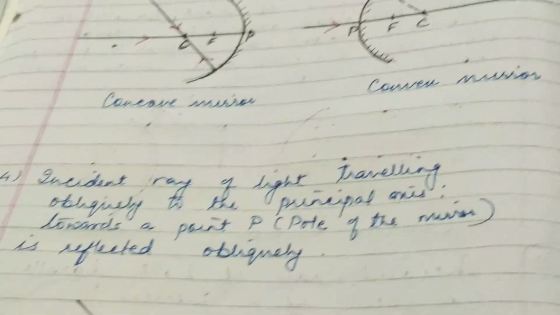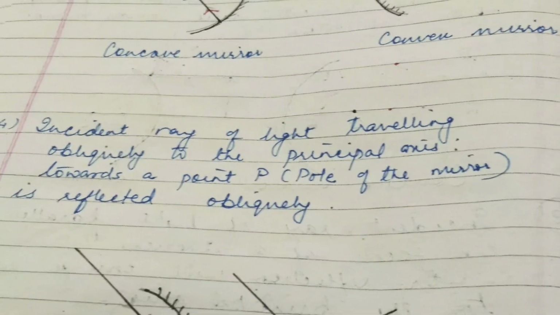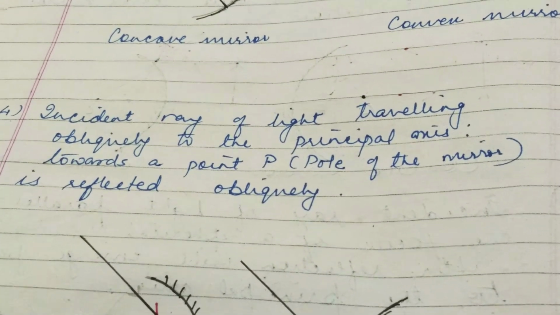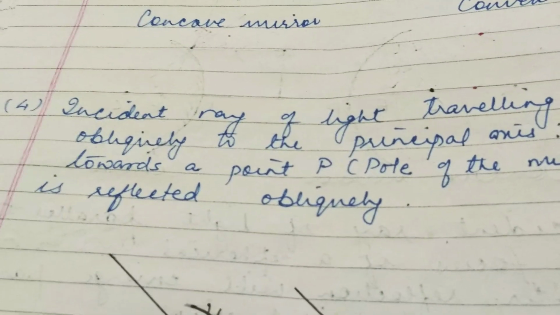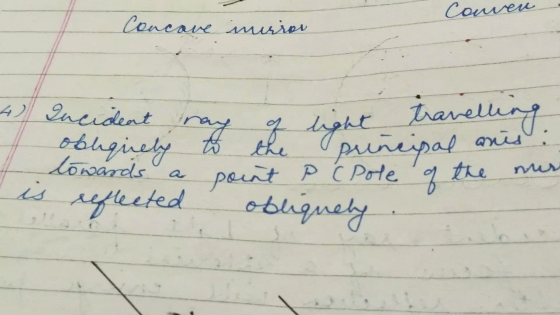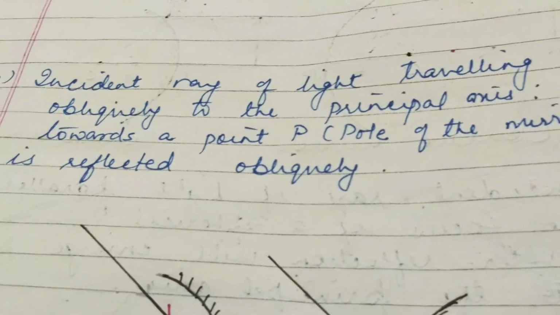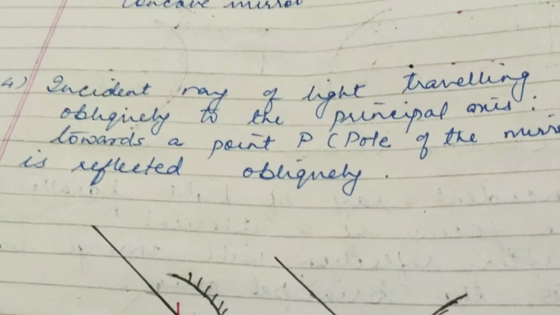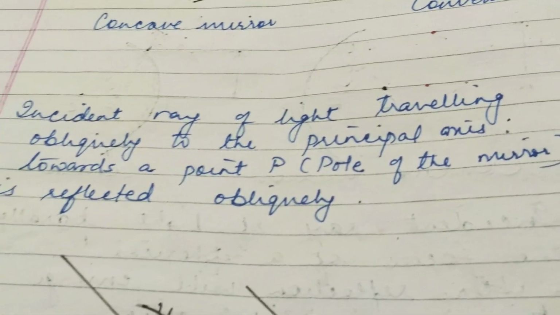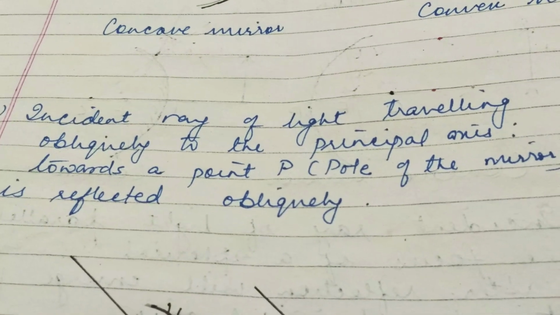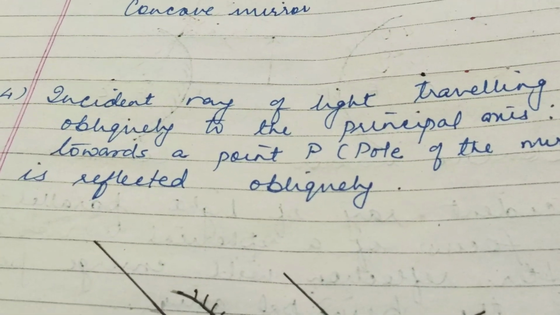And the fourth is that an incident ray of light traveling obliquely to the principal axis towards a point P is reflected back obliquely. So students, write down these 4 rules for the image formation, very important, and practice them and learn them thoroughly.